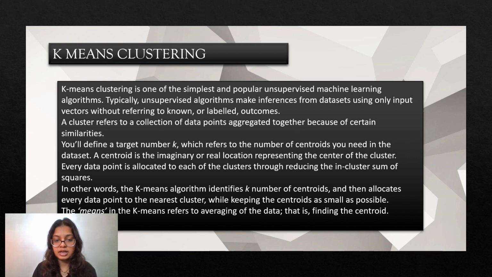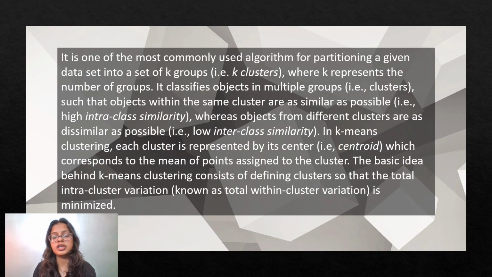Every data point is allocated to each of the clusters by reducing the in-cluster sum of squares. In other words, the k-means algorithm identifies k number of centroids and then allocates every data point to the nearest cluster while keeping the clusters as small as possible. The means in k-means refers to averaging of the data, that is, finding the centroid. It is one of the most commonly used algorithms for partitioning a given data set into a set of k groups, that is, k clusters, where k represents the number of groups.